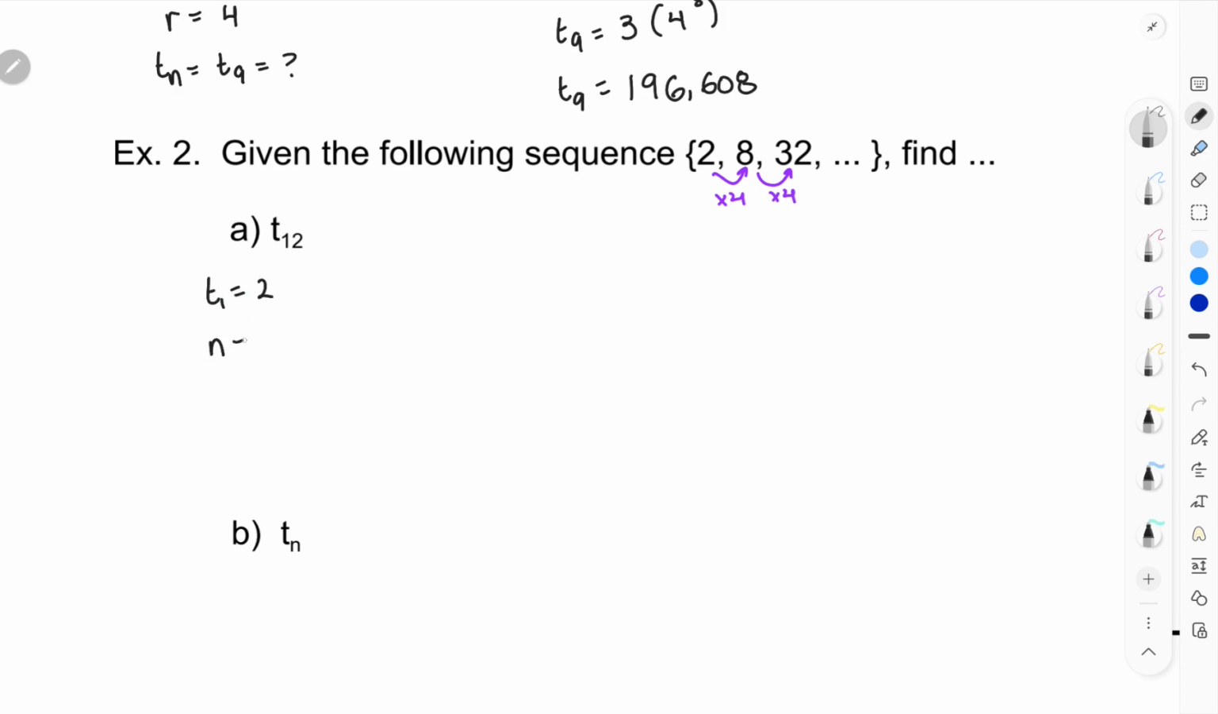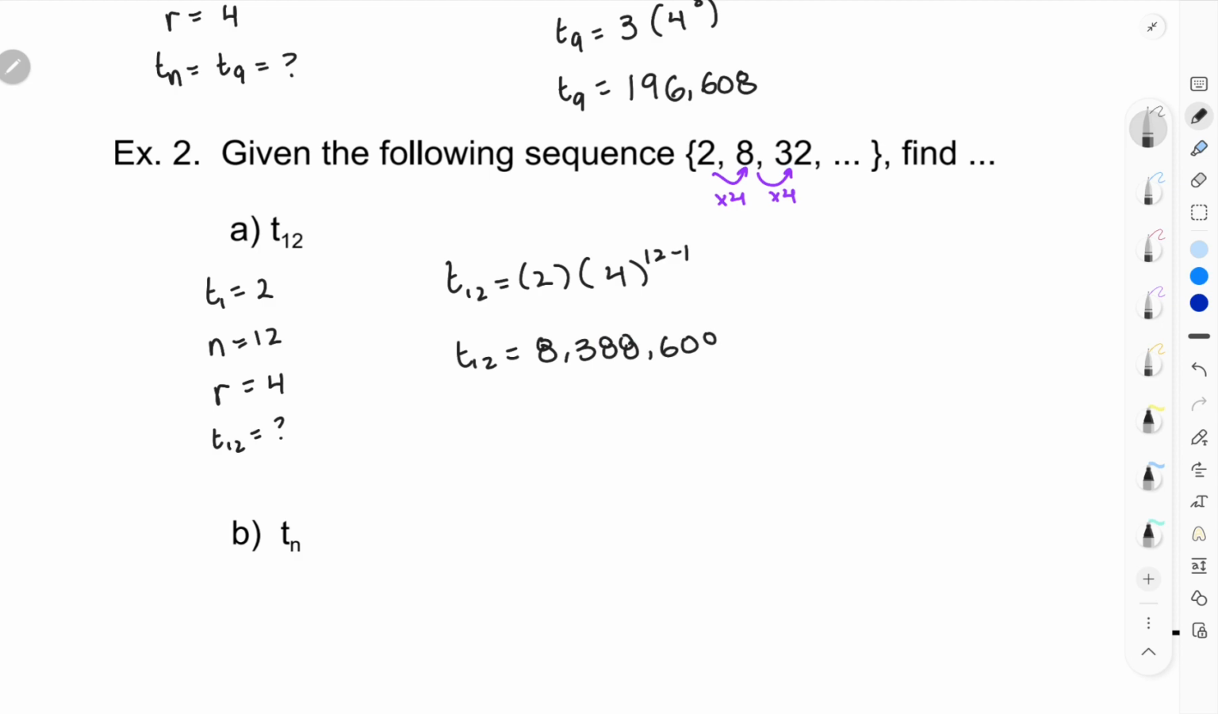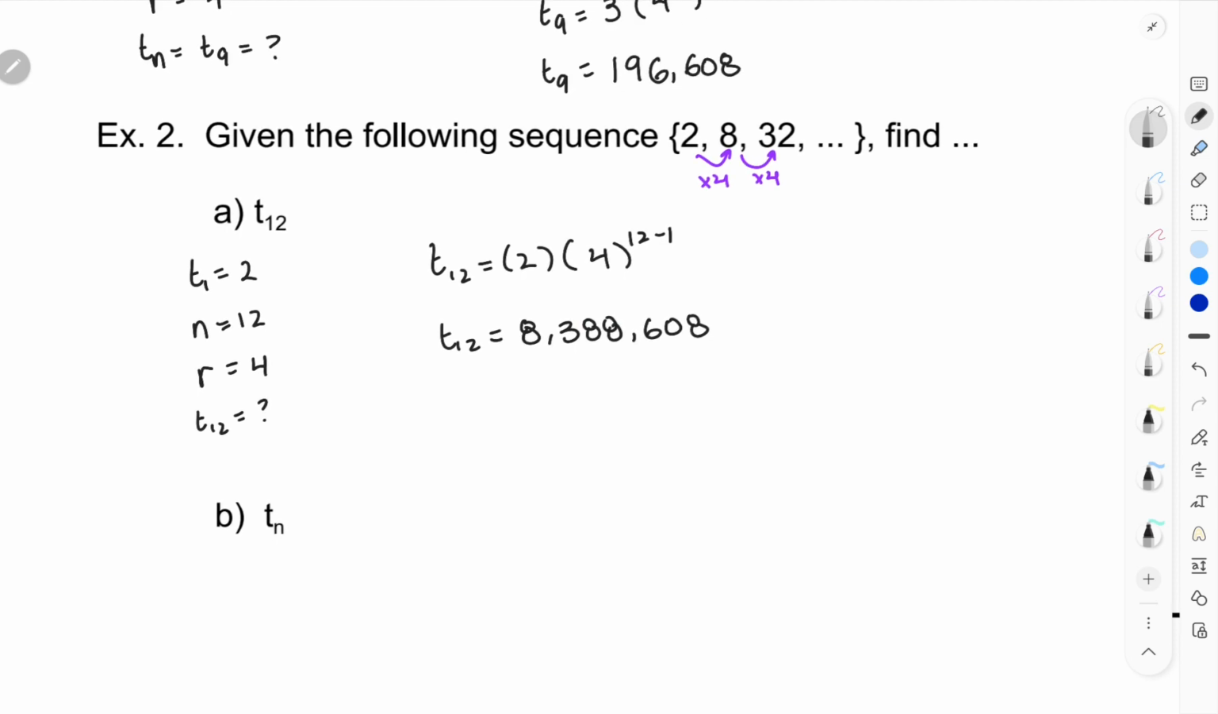I start at 2. I want to find 12 terms. My R is 4. And I want to find T12. So I plug it all into the same formula. So now I'm doing 4 to the power of 11 and multiplying that by 2. And the 12th term is 8,388,608. Right? And so again, really big numbers, especially as I get further along.